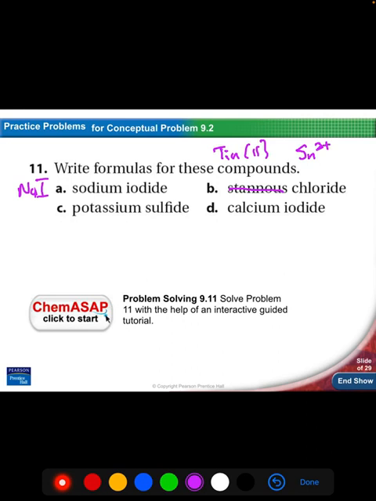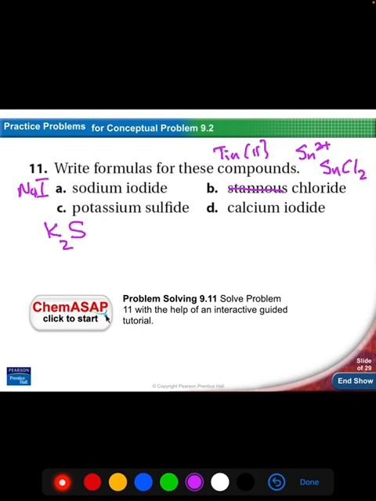So my compound would be, chloride is always like iodide, a halogen, and always with a minus 1 charge. So my compound formula would be tin chloride, but I would need 2 of the minus 1s to balance the plus 2 of the tin. So this would be my tin chloride. For my potassium sulfide, sulfide is group 6, always has a minus 2 charge. Potassium is group 1, it always has a plus 1 charge. So when I write this, I'm going to need 2 potassiums to balance the minus 2 of the sulfide ion.